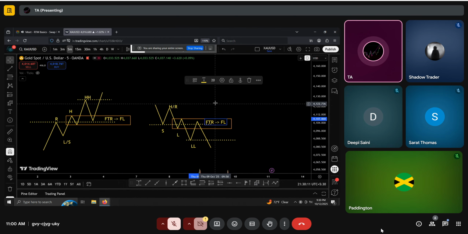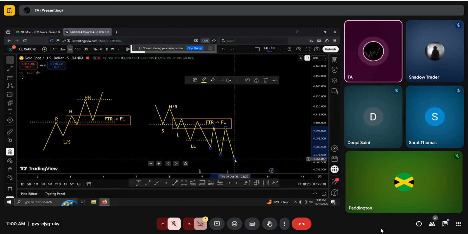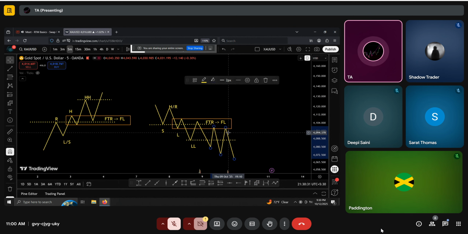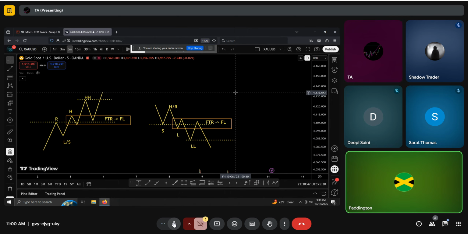Until then, FTR is not converted to FL. It doesn't matter how many times price goes here, comes back, goes here, comes back, but this box should not be broken to the upside. Until then, this will be FL. Once this is broken, this is no longer a valid FL. Fine. Till here, we completed yesterday. If anyone still has any doubt or question, please ask again.